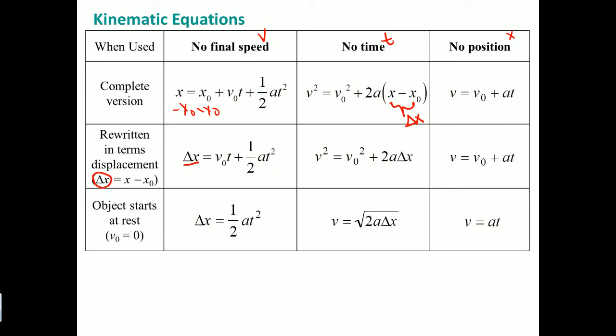Then lastly, if the object starts at rest, we know that v naught equals 0. We can simplify by this going to 0. That's how you got this value down here. Same thing on this side. This went to 0. Then to get v alone, use square root. That's how they got this part down here. And the last one, the v naught term just goes to 0. That's how they got this value.